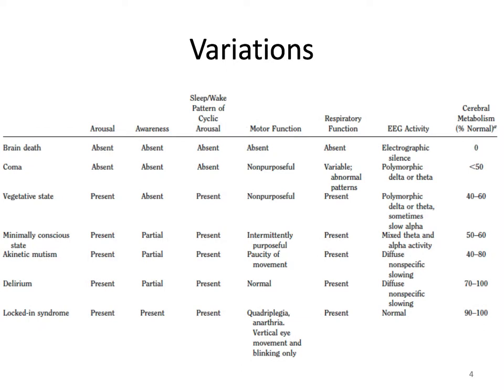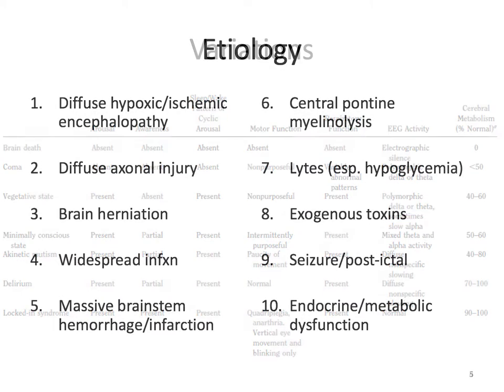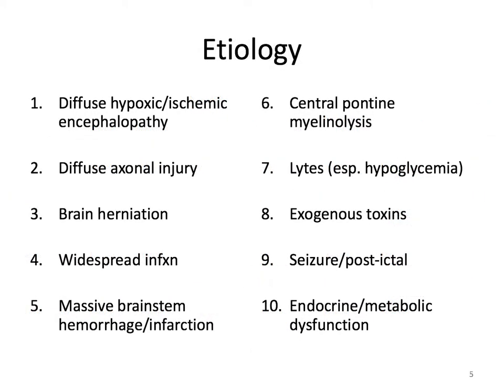Here's a table providing a little bit more detail on the variations of altered level of consciousness. In terms of the etiology, altered level of consciousness can occur with diffuse hypoxic or ischemic encephalopathy, diffuse axonal injury, brain herniation, widespread infection, massive brainstem hemorrhage or infarction, central pontine myelinosis, which occurs with sodium imbalance, electrolyte imbalance, especially hypoglycemia, exogenous toxins, seizures or postictal states, and endocrine or metabolic dysfunction.